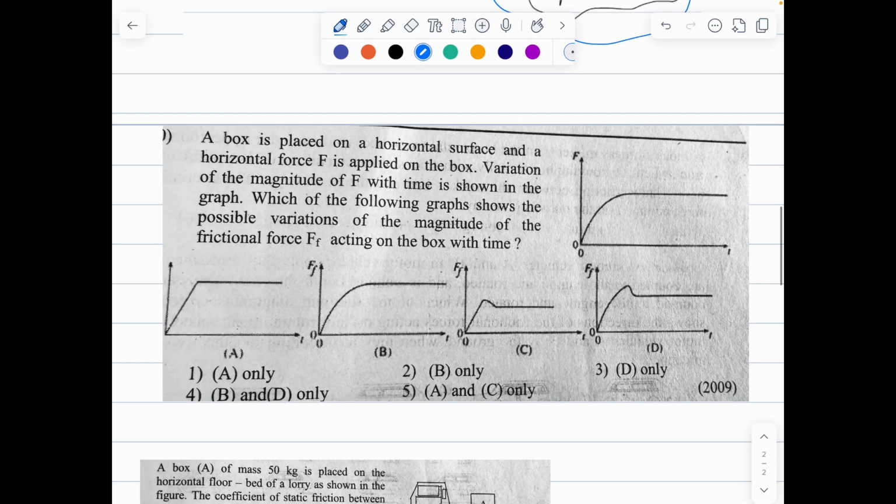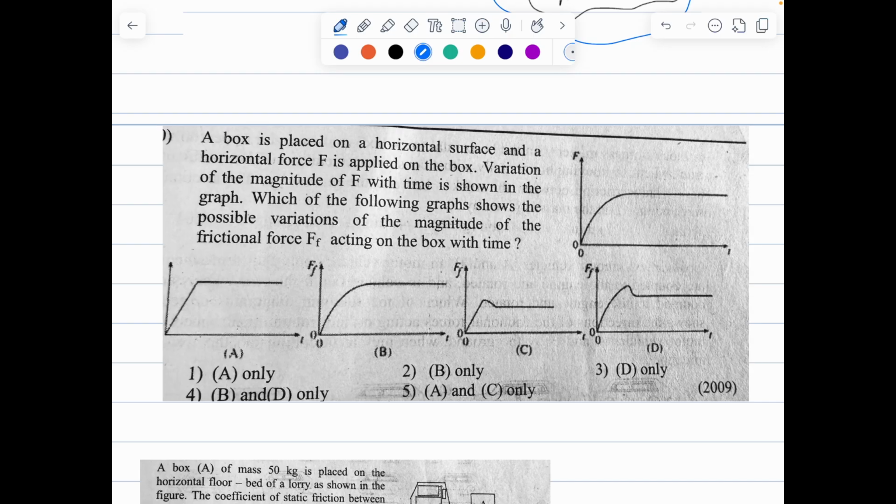All right, so let's come to the next question. A box is placed on a horizontal surface and a horizontal force F is applied on the box. Variation of the magnitude of F with time is shown in the graph. Which of the following shows the possible variations of the magnitude of the frictional force Ff acting on the box with time?